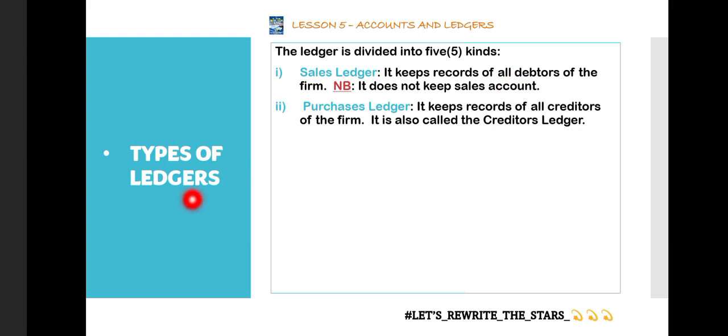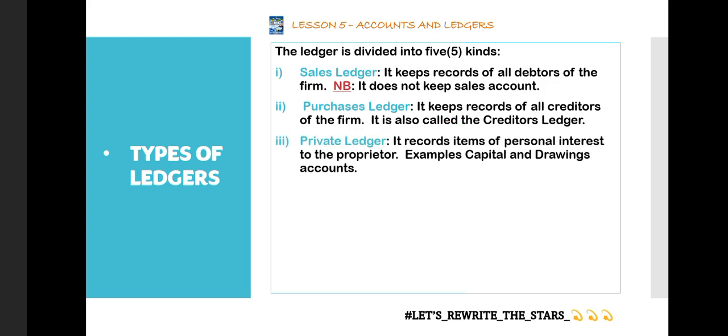I hope you get it. So here too, because we are recording people that we owe, we do not record purchases account in here, because the purchases account, those items we went to buy, we've paid for it. So we can't record purchases account in the purchases ledger. We only record people that our business is owing, that we record under the purchases ledger. So our creditors. I hope you get it.